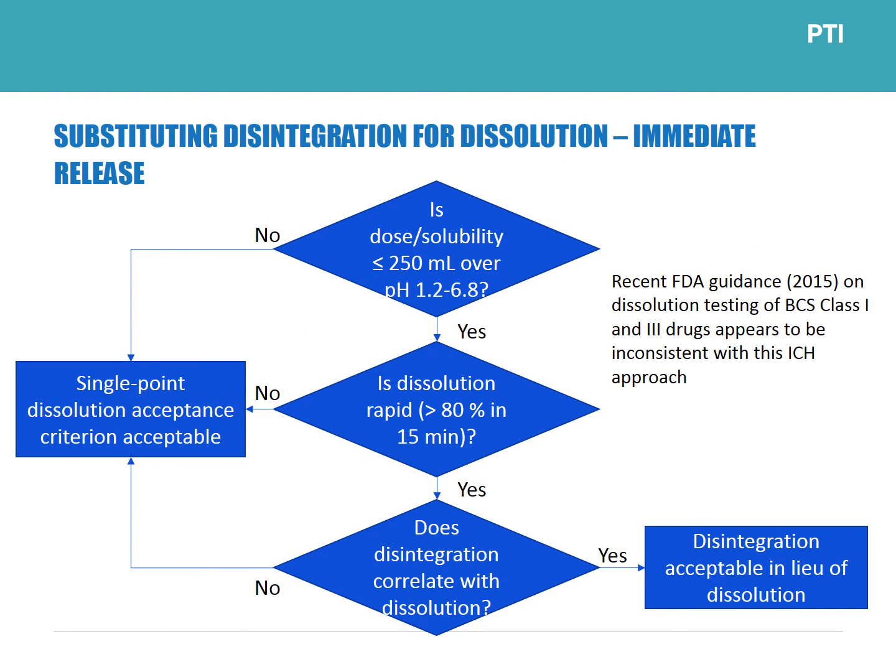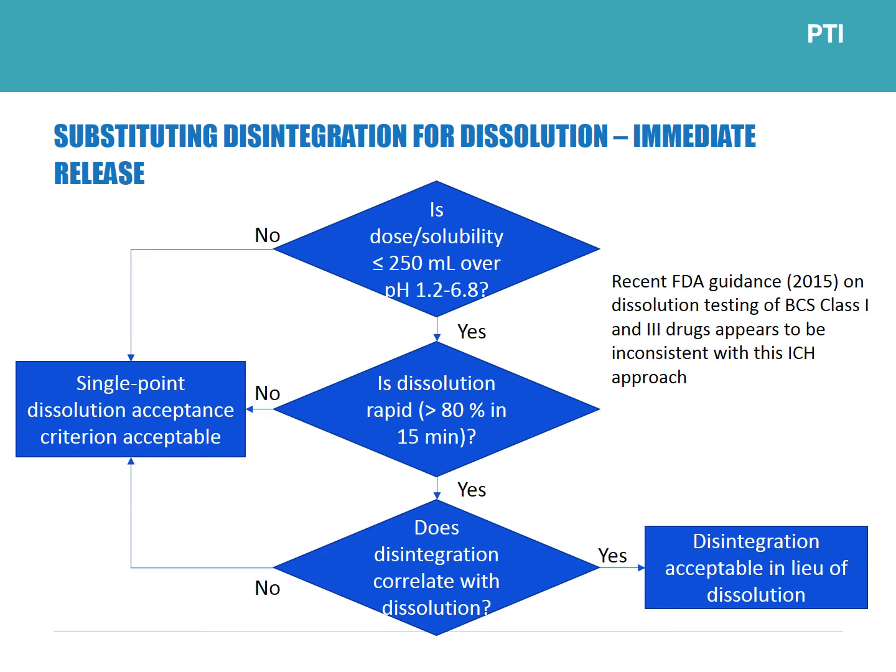We can use disintegration as a substitute for dissolution if we can meet 3 criteria. Those criteria are that the drug is highly soluble over the whole of the physiological pH range, that dissolution is rapid, and that disintegration correlates with dissolution. And if we can answer yes to those 3 questions, we can use disintegration instead of dissolution. If not, we need to set a single point dissolution specification.